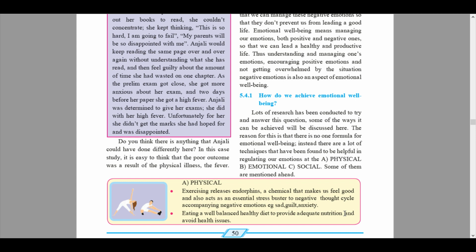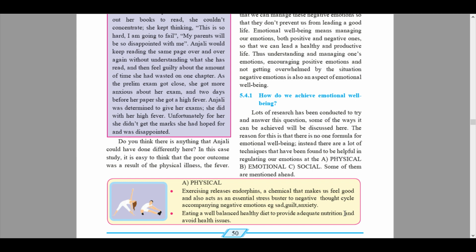Instead, there are a lot of techniques that have been found to be helpful in regulating our emotions at the physical, emotional, and social stage. Some of them are mentioned ahead. So we have a detailed box structure for the three techniques to handle our emotions: the physical, emotional, and social stage. We'll be reading out our first stage, that is the physical stage.